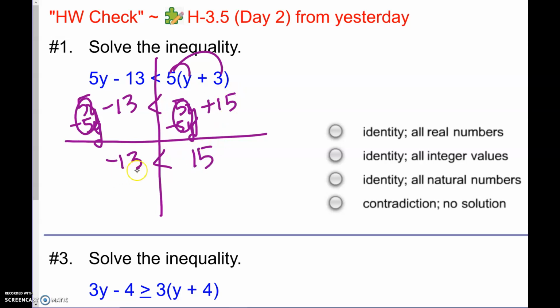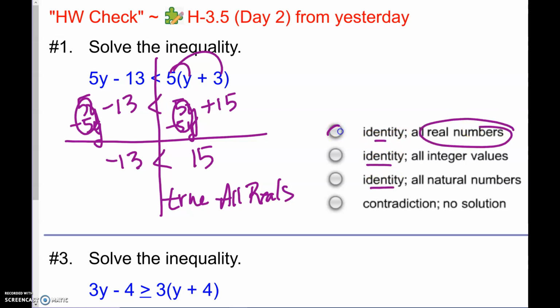So this cancels out, and we have negative 13 is less than, and this cancels out, and we only have 15. Is negative 13 less than 15? Yes, that is a true statement. And because that's a true statement, we are going to say the answer is all reals. So when we look over here, we see identity, identity, identity, and we're looking for the all reals. So we're going to pick this one right here.